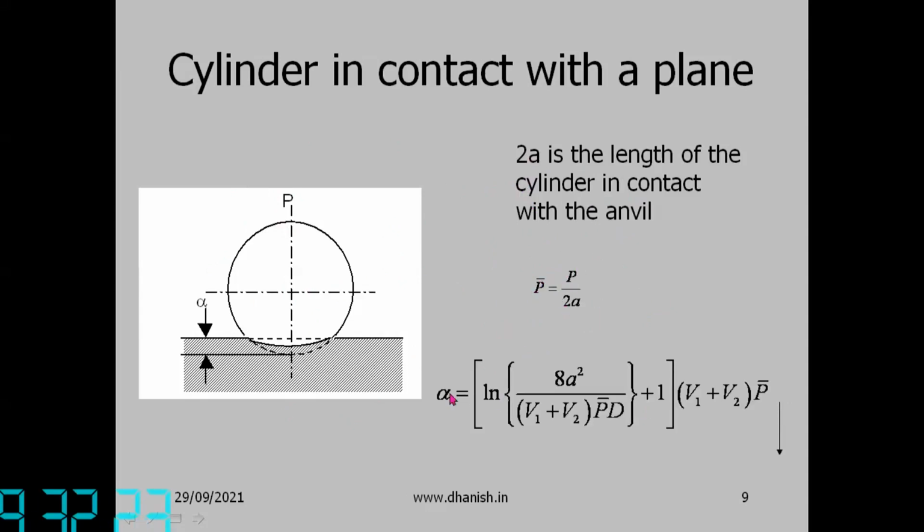Once you calculate P bar, the deformation alpha along the line of the force will be ln of 8a square by V1 plus V2 into P bar into D, plus 1, into V1 plus V2 into P bar. So this is the elastic deformation for a cylinder in contact with a plane.